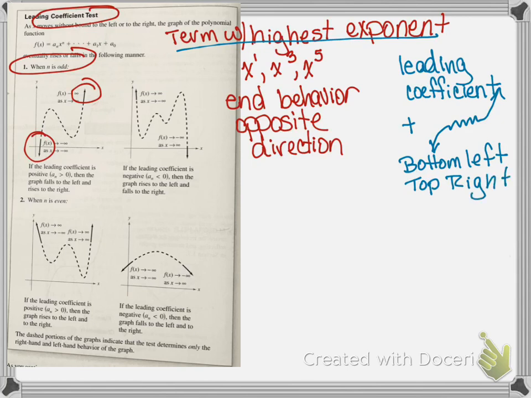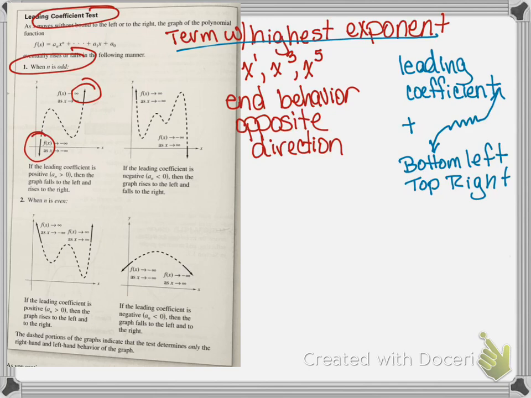Okay? That right there is what happens when I have an odd exponent and my leading coefficient is positive. That's going to be the shape. Odd exponent, leading coefficient positive. We don't know what happens in the middle, but that's what the end behavior looks like every single time. It has to, by definition.